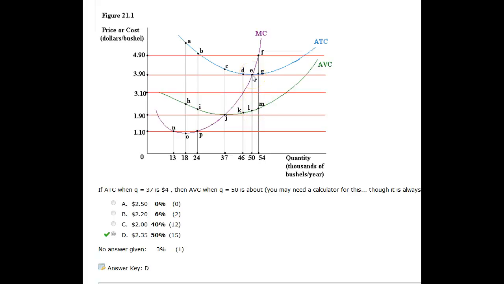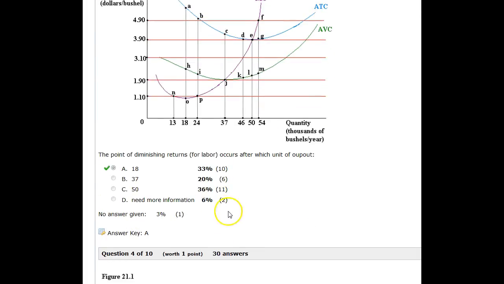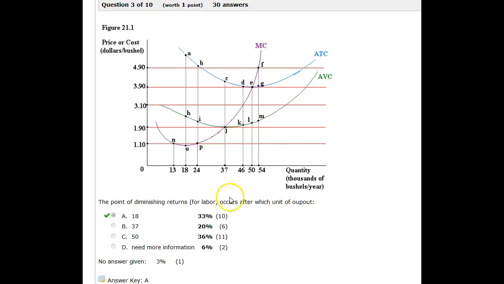So 1.554 plus 3.9 equals 5.454, which is 5.45. So these are tricky questions. They're forcing you to be familiar with how these cost curves are put together. So I encourage you to go back and do them again, change the numbers around if you need to get more practice.